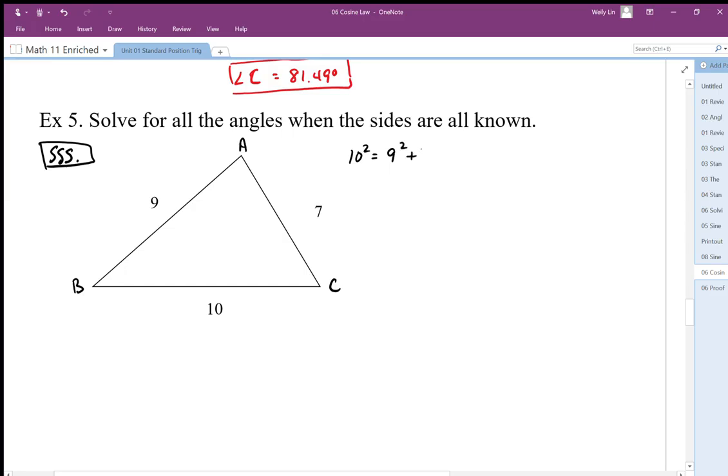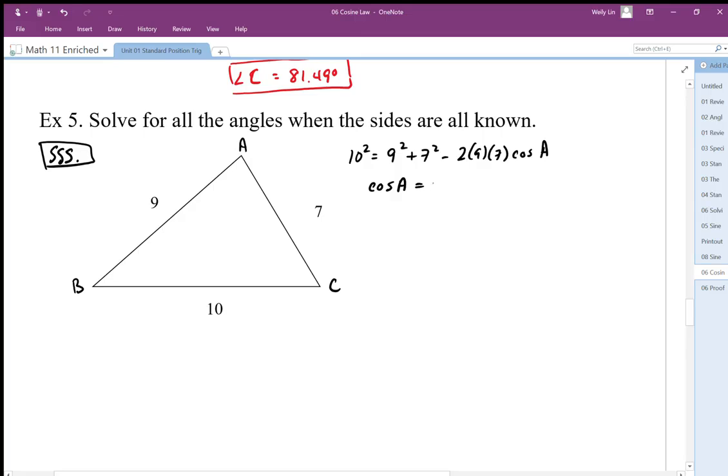9 squared plus 7 squared minus 2 times 9 times 7 cosine, and what's important is that angle A matches that opposite side 10. So solving for cosine A, I'm going to end up with cosine A, I clear that, 10 squared minus 9 squared minus 7 squared, divided by negative 2 times 9 times 7.